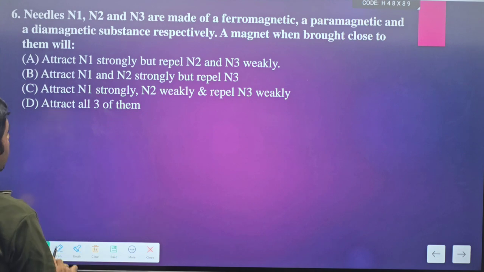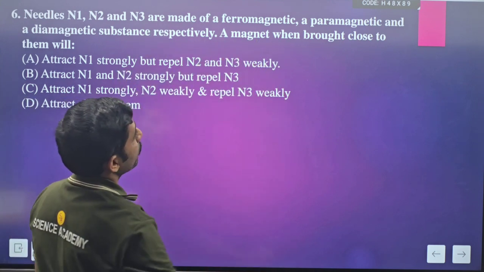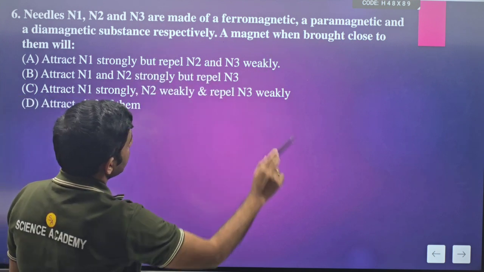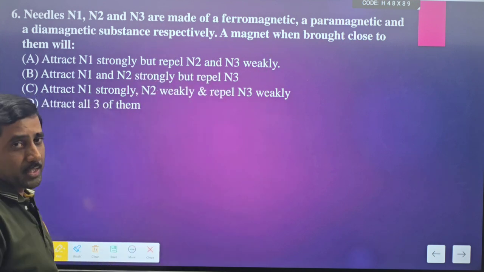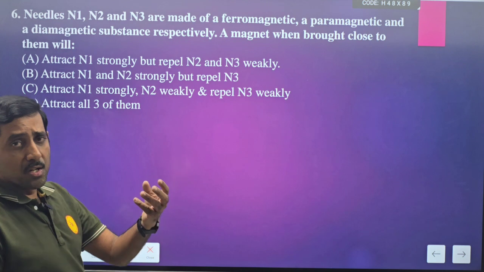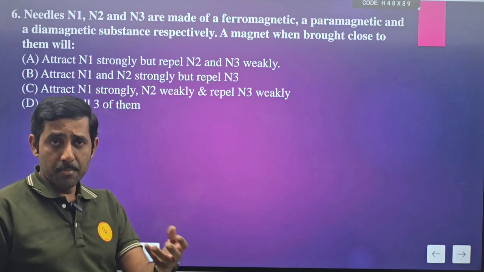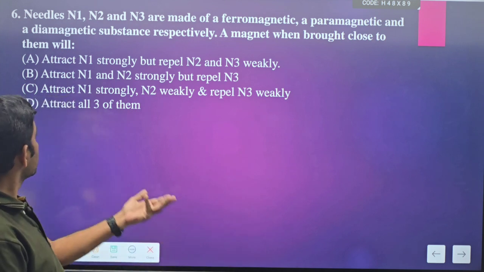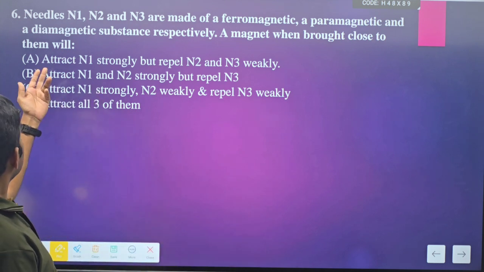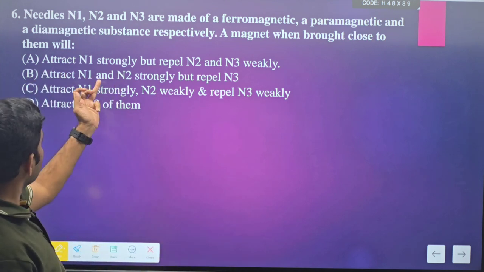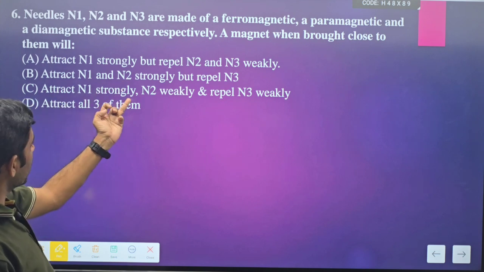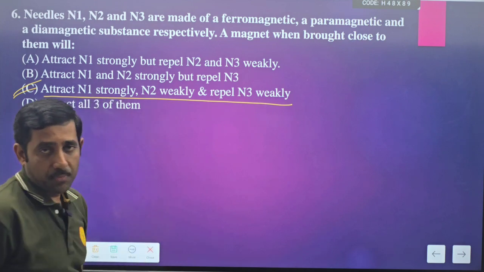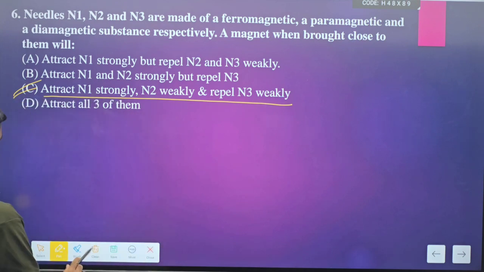Next, needles N1, N2, N3 are made of ferromagnetic, paramagnetic and diamagnetic substances respectively. A magnet when brought close to them will, it's a very simple question that you already know. Ferromagnetic strongly attracted, paramagnetic weakly attracted, diamagnetic weakly repelled. So that is: attract N1 strongly, no. Attract N1 and N2 strongly, no. Attract N1 strongly, N2 weakly, and repel N3 weakly. So this is option C. Option C is the right answer. Next.